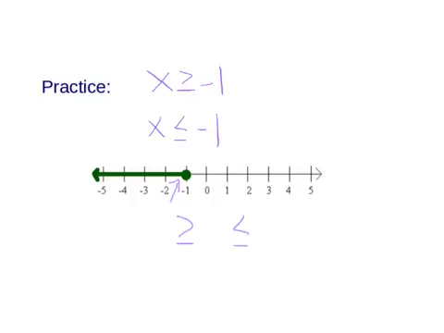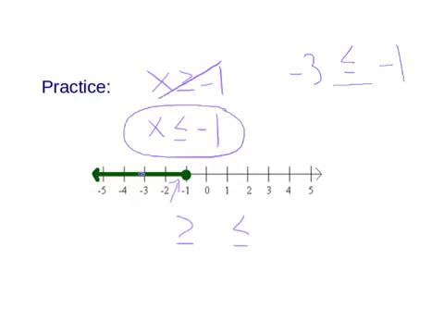Next, we need to plug in points for x to figure out which inequality is true. Since -3 is a point in the shaded region on our number line, let's plug in -3 for x. Is -3 less than or equal to or greater than or equal to -1? -3 is less than or equal to -1. This means that x less than or equal to -1 is our solution.